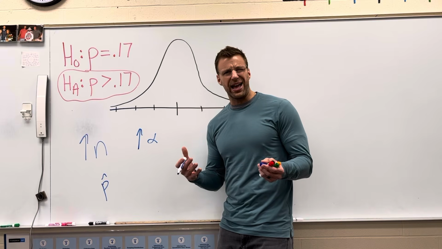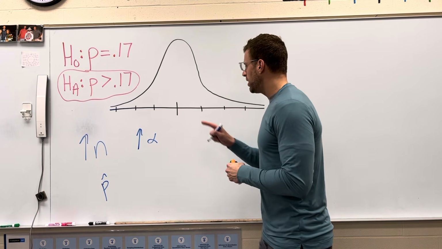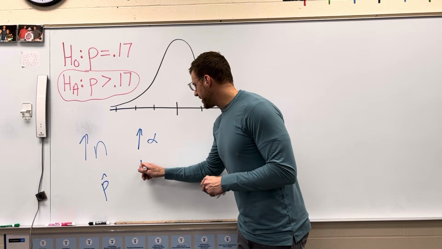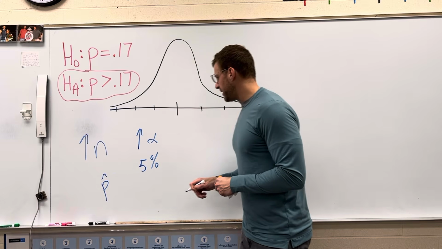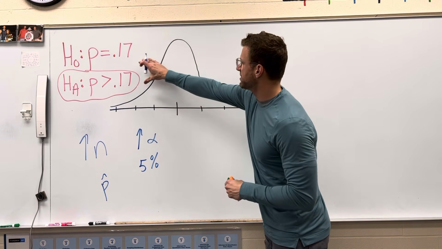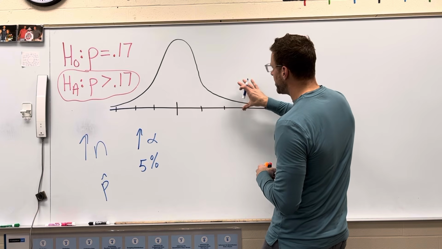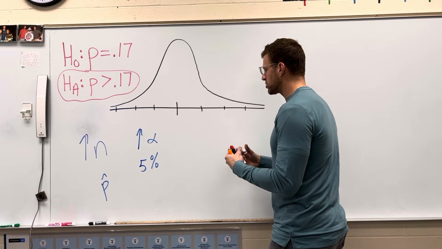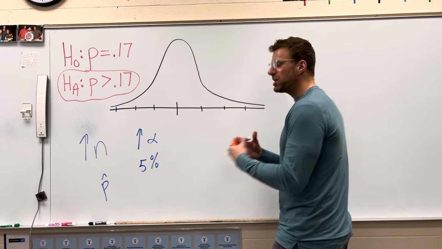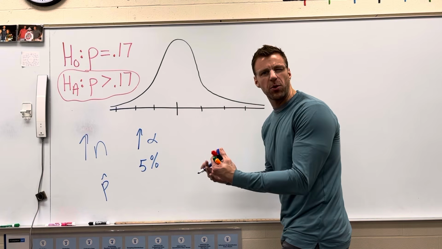The other way to get more power is to increase your alpha. What? How does that make sense? Well, let me show you. So alpha, let's typically say, is 5%. This means, in this particular scenario, this is a one-sided upper test. That means the top 5% of samples are what's going to tell us to reject, right? That's going to be our rejection zone.